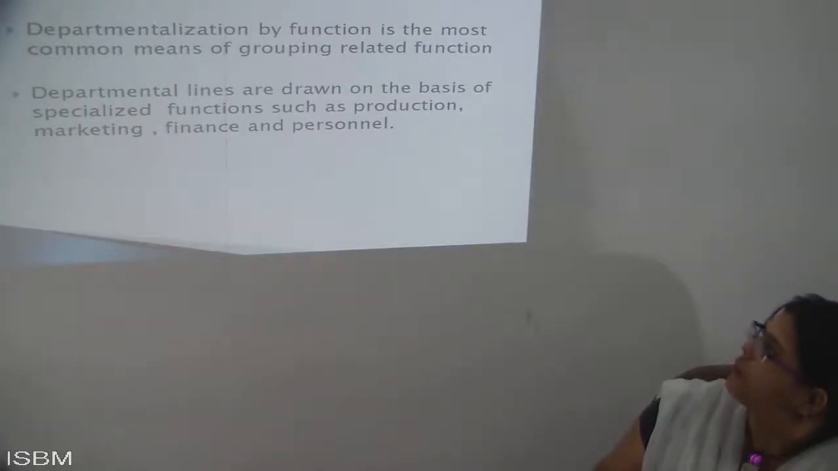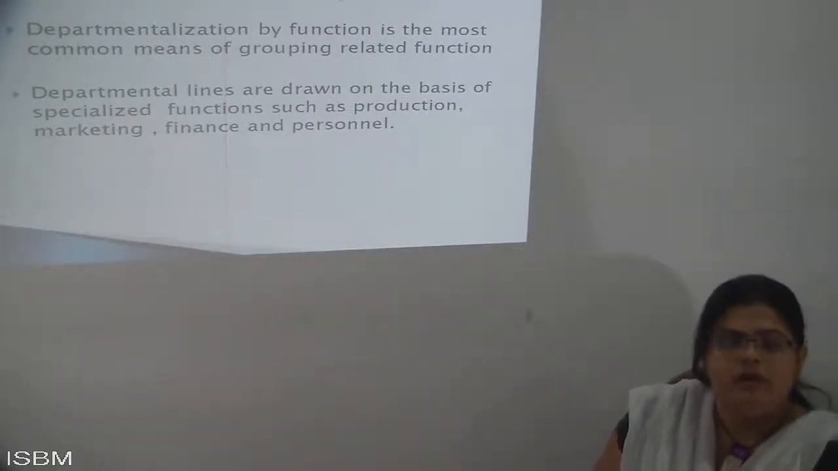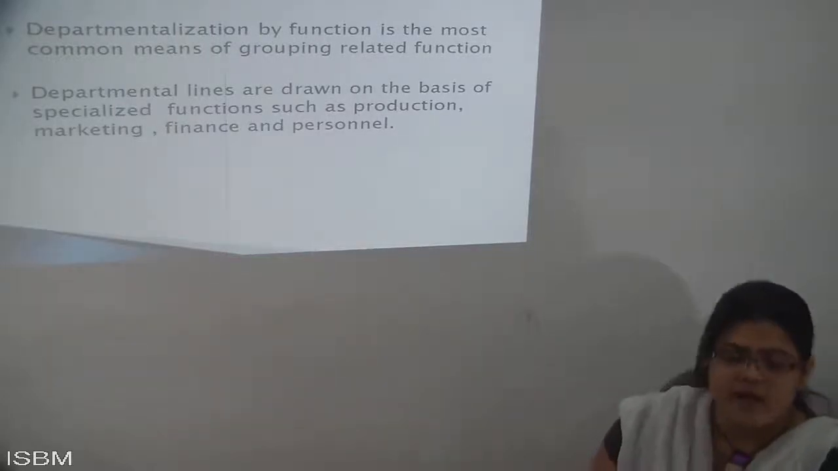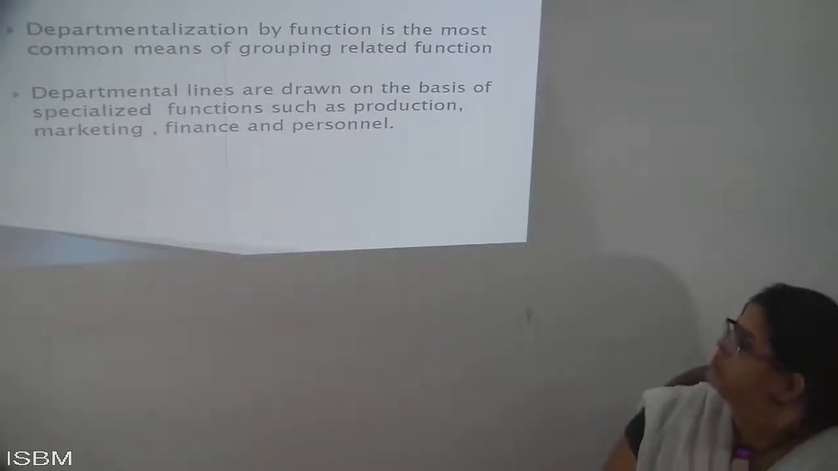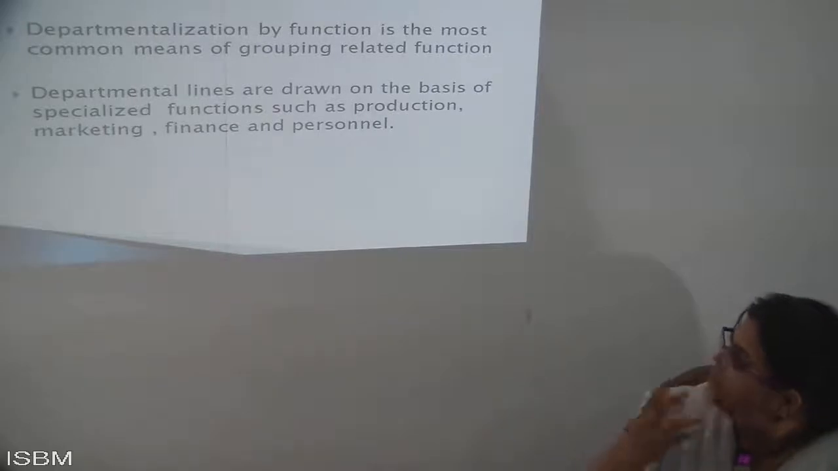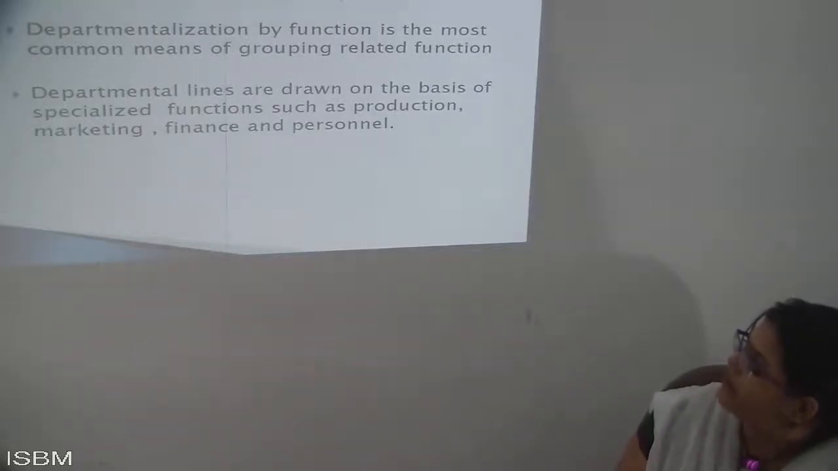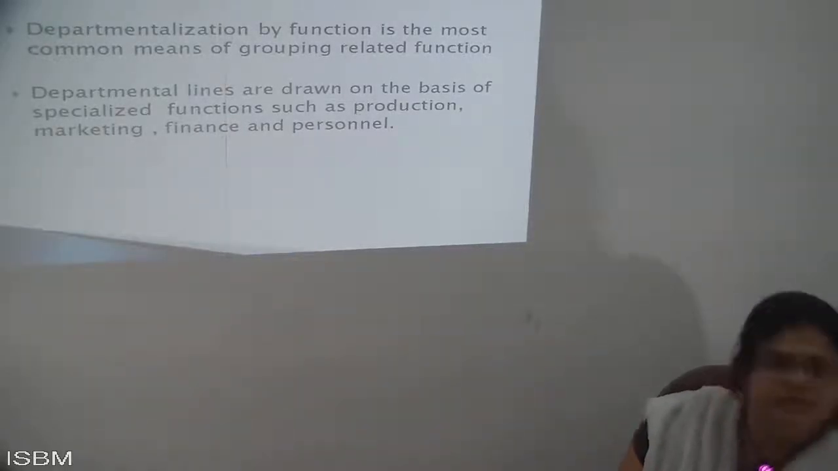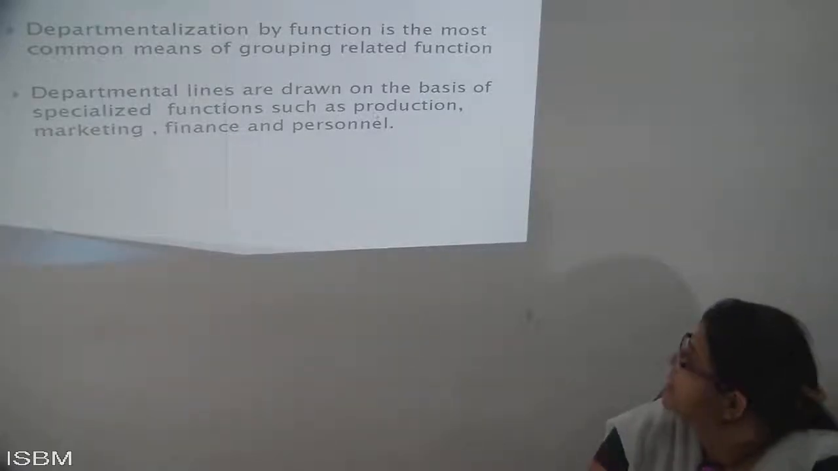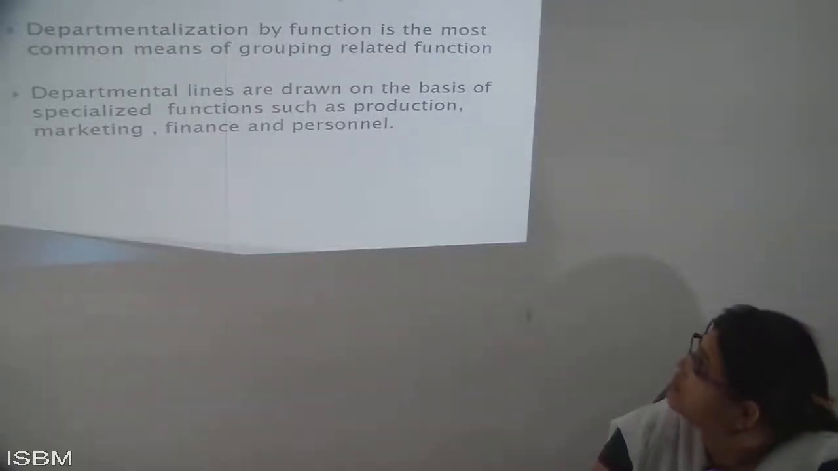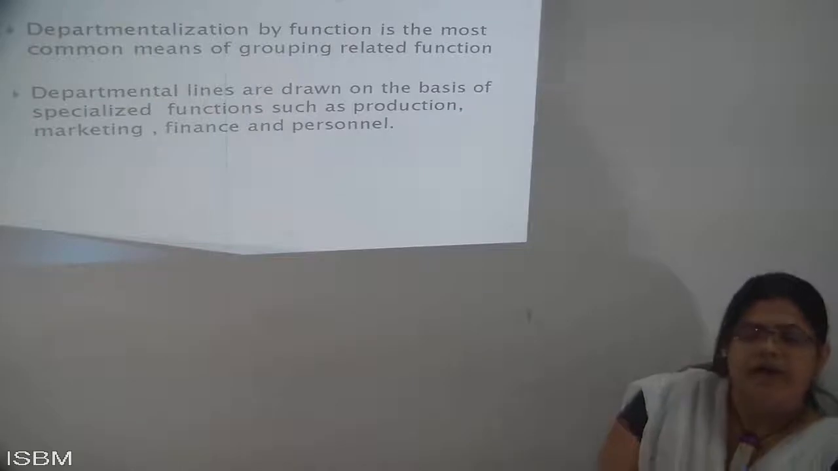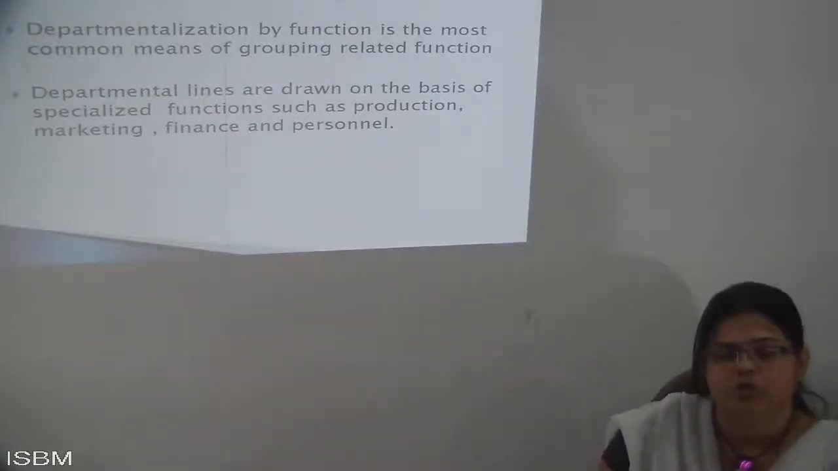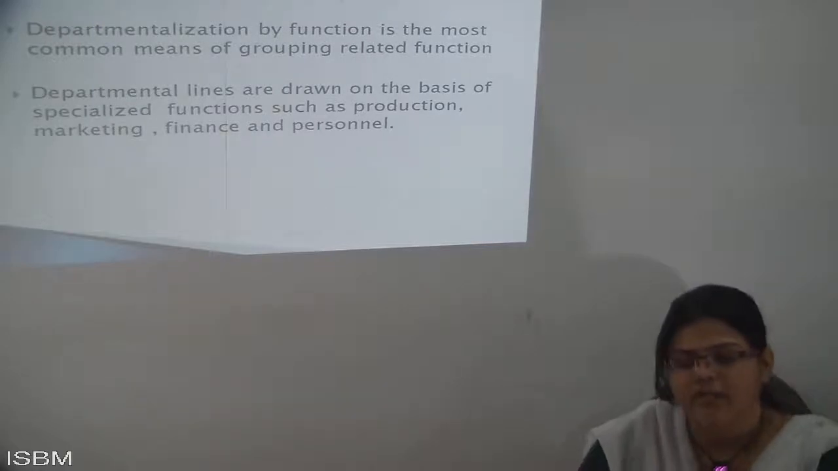It is the most common means of grouping related functions. A group of people come together and each and every responsibility is allotted to the group only. Here departmental lines are drawn on the basis of specialized functions such as production, marketing, finance and personnel. This is one type of departmental function, where groups of people come together and are divided into different departments like the finance group, marketing group, HR group or production department.